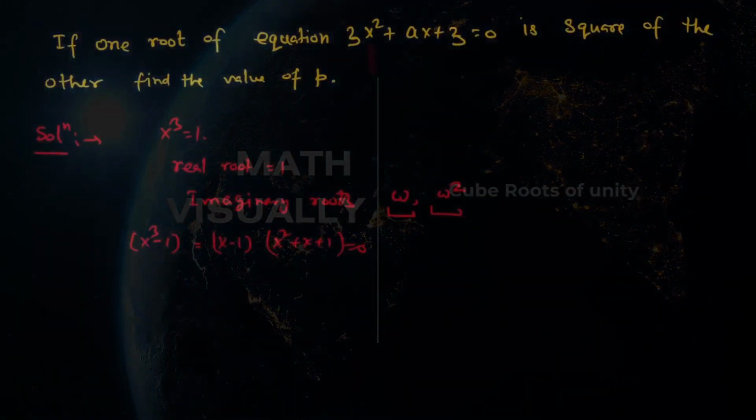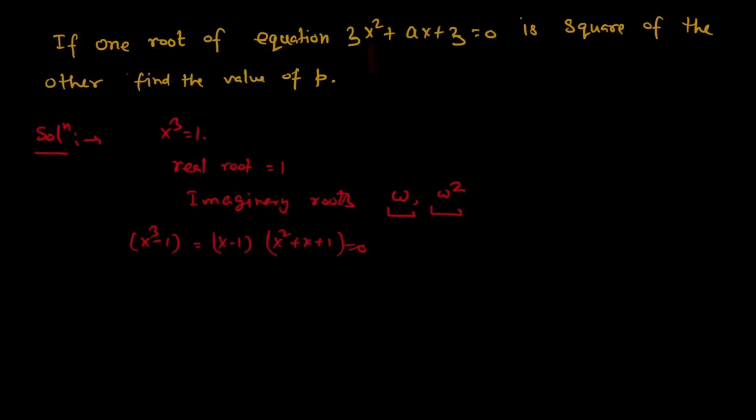The question says that if one root of the equation 3x squared plus ax plus 3 equals 0 is a square of the other, find the value of a. To solve this equation, we need to know a very interesting piece of information about the cube root of unity.